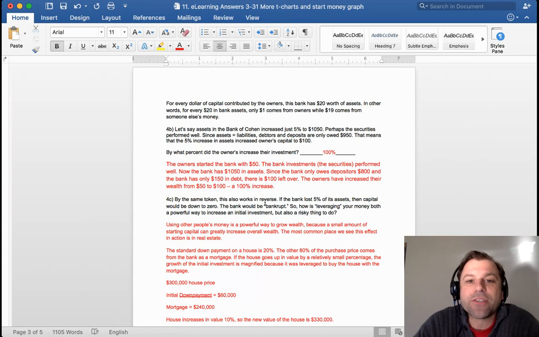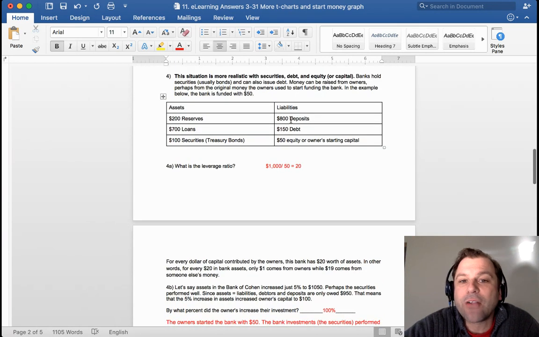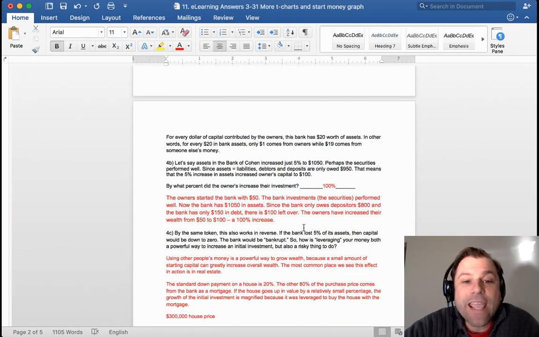So the debtors and depositors, that's only equal to $950. So this bank is holding $800 for deposits. They have $150 in debt. That's $950. Now, if the overall assets increased because those securities performed well, now that means the 5% increase in assets increased owners' capital to $100.